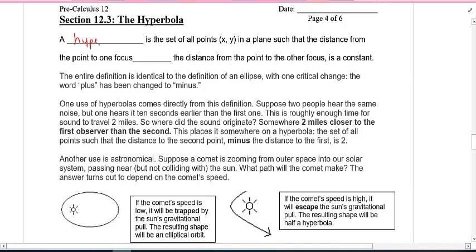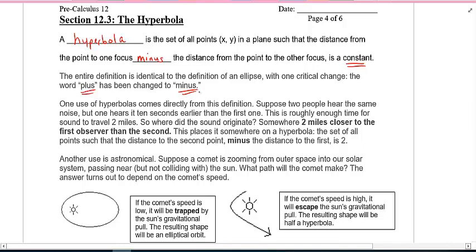A hyperbola is similar to the ellipse. It's the set of all points in a plane such that the distance from the point to one focus minus the distance from the point to the other focus is, again, a constant. Remember how the ellipse was the sum? This time it's the minus, and that's why this is the minus sign. So the only difference is one critical change. I replaced the word plus with minus, which is what I did with the equation, if you think about it. I changed the plus to a minus.